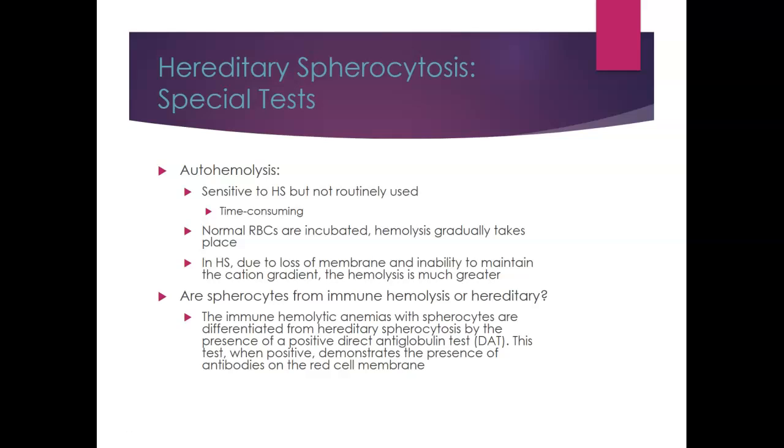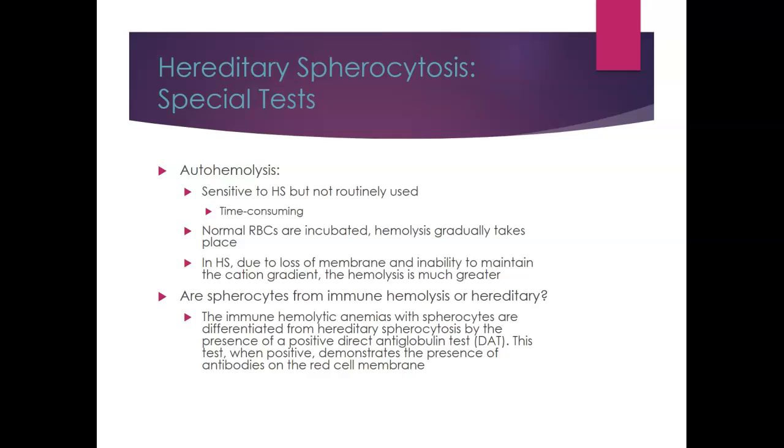So are spherocytes from immune hemolysis or are they hereditary? Well, the immune hemolytic anemias with spherocytes are differentiated from hereditary spherocytosis by the presence of a positive direct antiglobulin test. When this test is positive, it demonstrates the presence of an antibody to the red cell membrane. That would be immune. If there's an antibody present destroying the cells, that's immune. If it's hereditary, it means that there's a defect in that cell membrane.